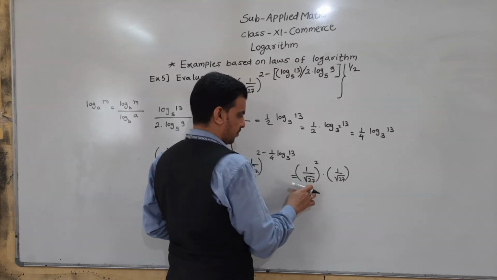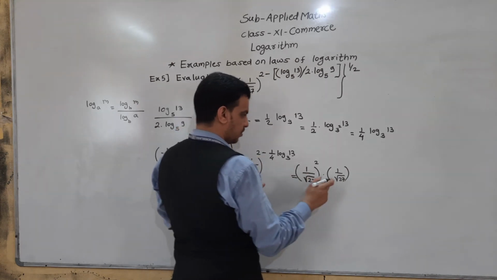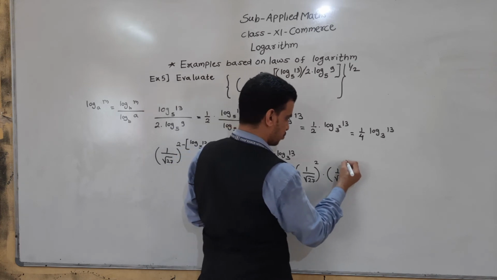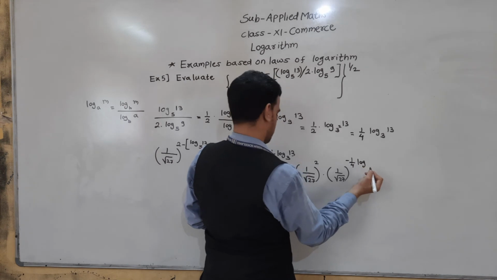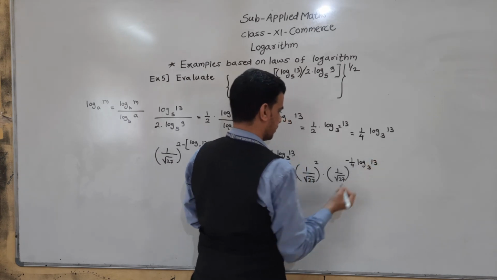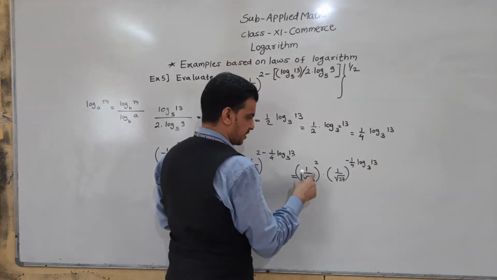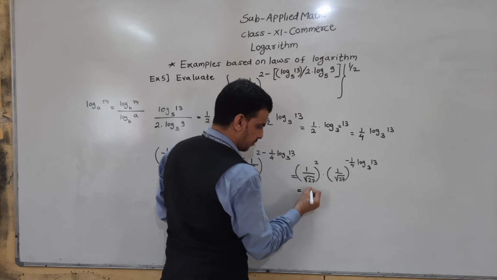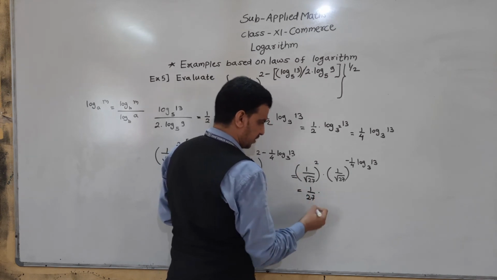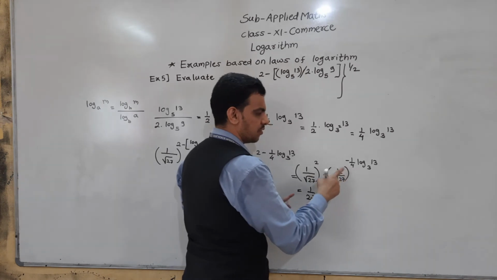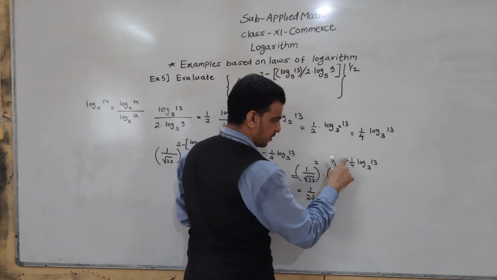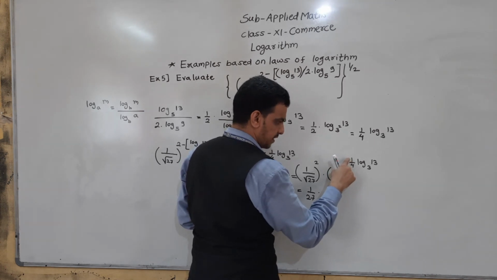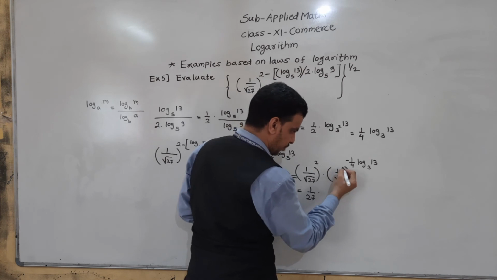So 1 by root 27 raised to 2 into 1 by root 27 raised to minus 1 by 4 into log 13 to the base 3. Now 1 by root 27 square is 1 by 27. If we have to make this also 1 by 27, then we have to multiply by 2 to the base in the numerator and denominator.